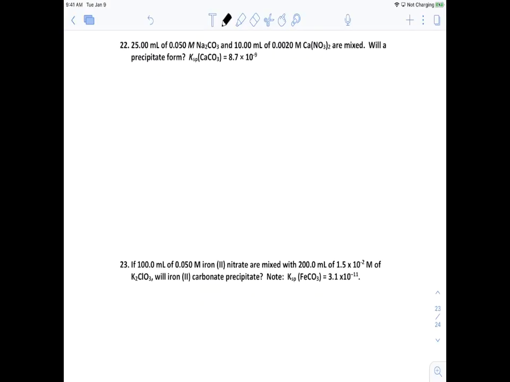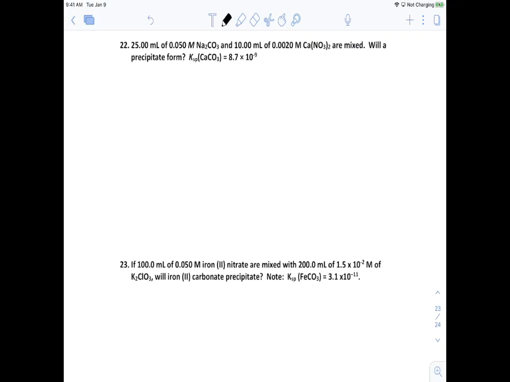Example number 22: 25 milliliters of 0.05 molar sodium carbonate and 10 milliliters of 0.002 molar calcium nitrate are mixed. Will a precipitate form? And we already have KSP. For this kind of problem, you don't need a RICE table or a solubility table, because nothing's reacting. You're just going to plug into KSP to see if Q is greater than or less than KSP.